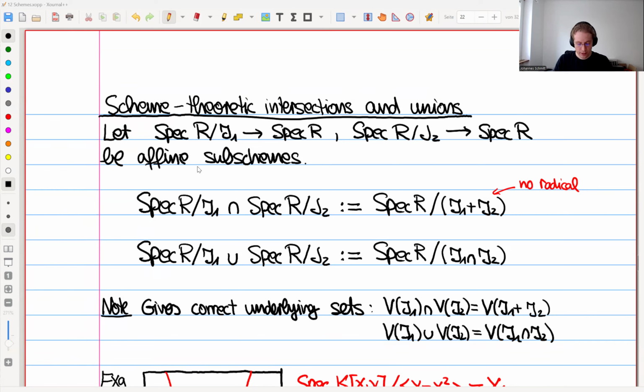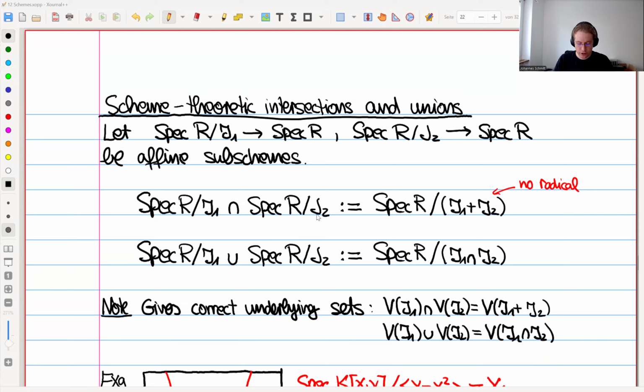Then we know the underlying sets are V of J1 and V of J2. And then, what should the intersection and the union be? Well, there is this nice rule which says the intersection of these vanishing sets is just the vanishing set of the sum of the ideals, and the vanishing set of the union is the vanishing set of the intersection of these two. And so we can just take this as the definition on the level of affine subschemes.